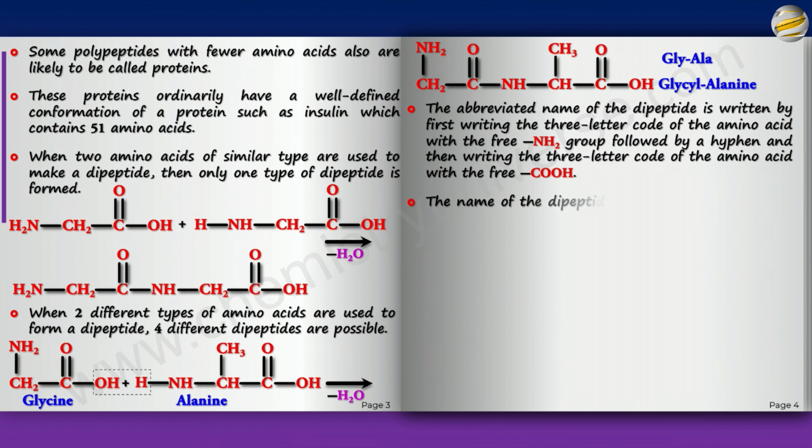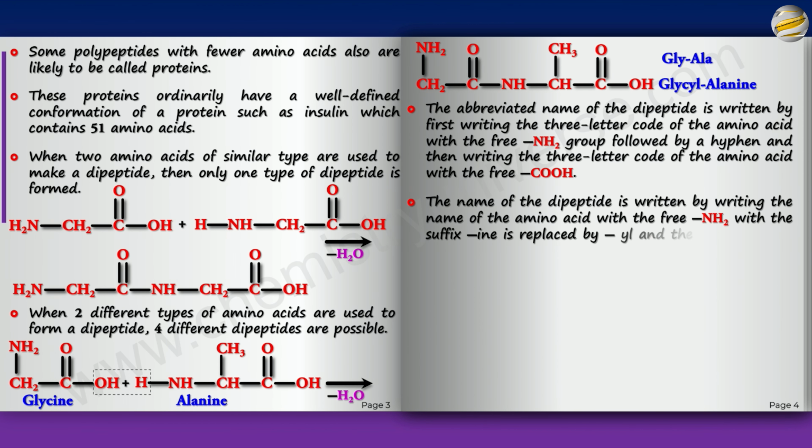The name of the dipeptide is written by writing the name of the amino acid with the free NH2, with the suffix "-ine" replaced by "-yl", and then the name of the amino acid with free COOH. So you can see glycylalanine. If you look at this name, we have called this glycylalanine. That means the one whose COOH is used, or the one with the free NH2, will end with YL. Instead of glycine, the INE goes and you get a YL. That is how you denote them.